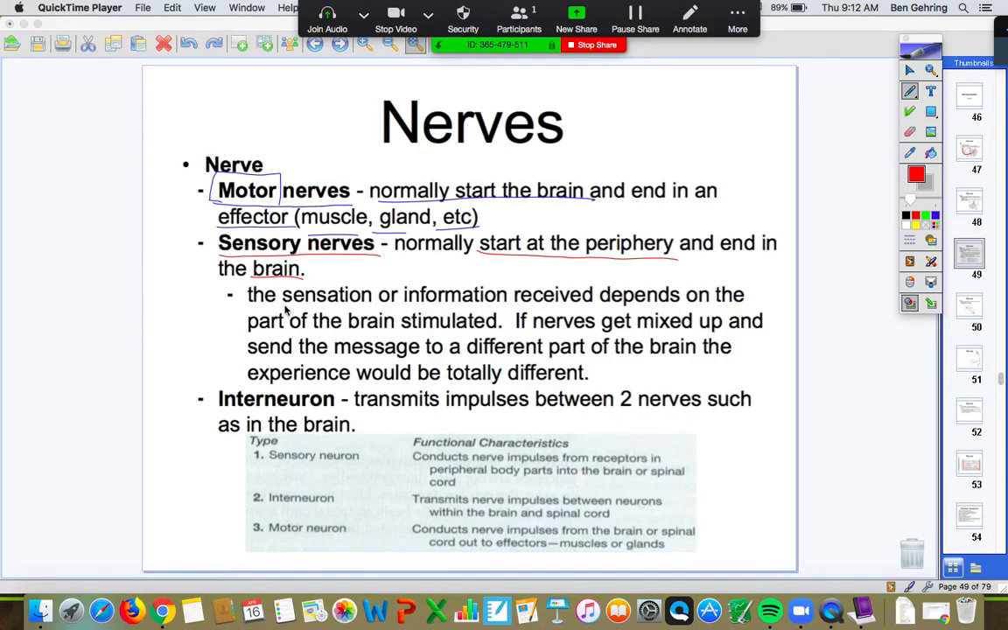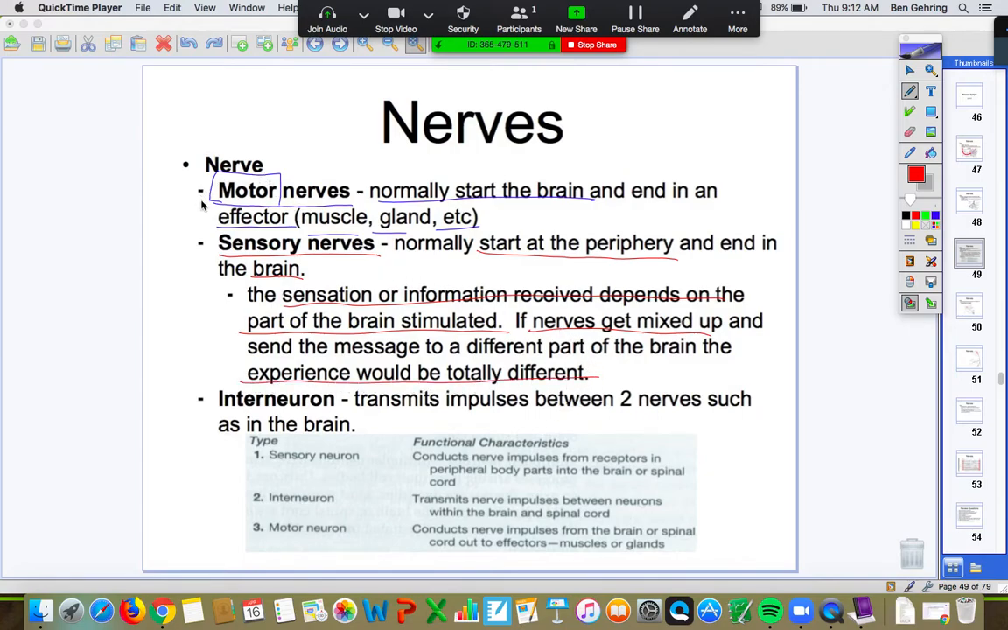Information gets sent to the brain, and then it gets sent to a specific region to be decoded as to what it is. If your nerves get mixed up and send a message to different parts of the brain, your experience is totally different. If you get a signal from your eyes that doesn't get sent to your vision center, you're not going to have a clue what that means. So if your nerves get mixed up, your experience would be totally different.